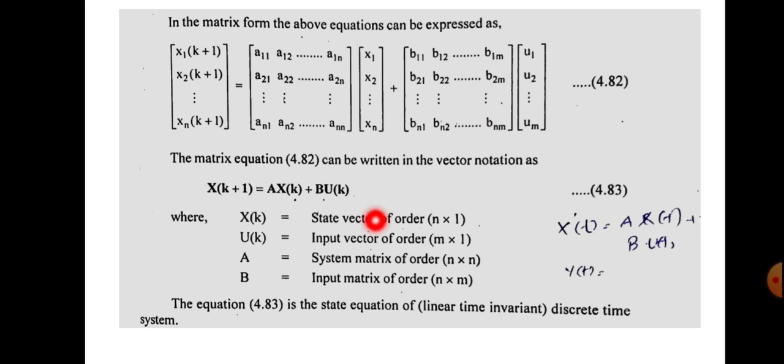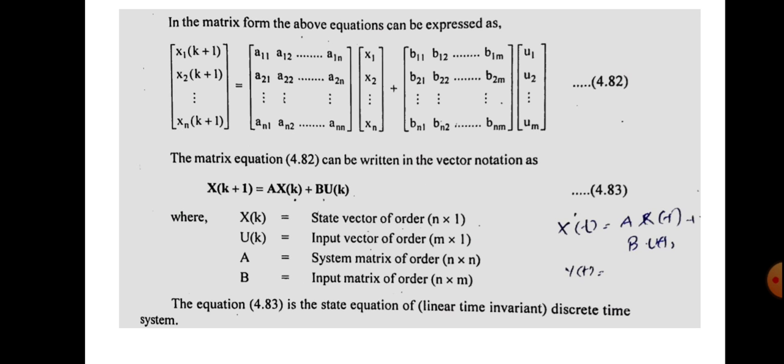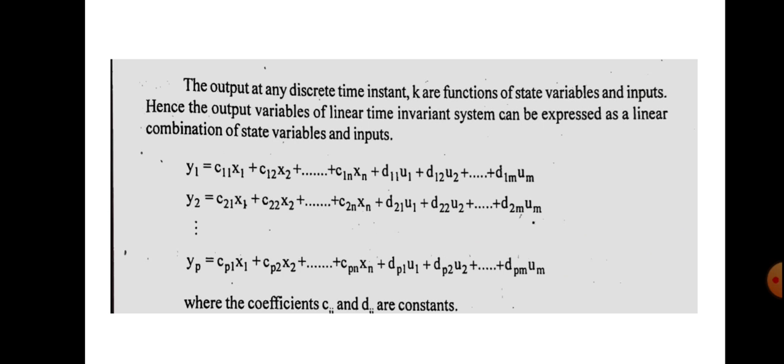So this represents the state equation of the linear time invariant discrete time system. We know that in the case of a discrete time system we are representing it in the state space representation by using state equations and by output equations. So now we have reached up to the state equation. Next we want to write the output equation.